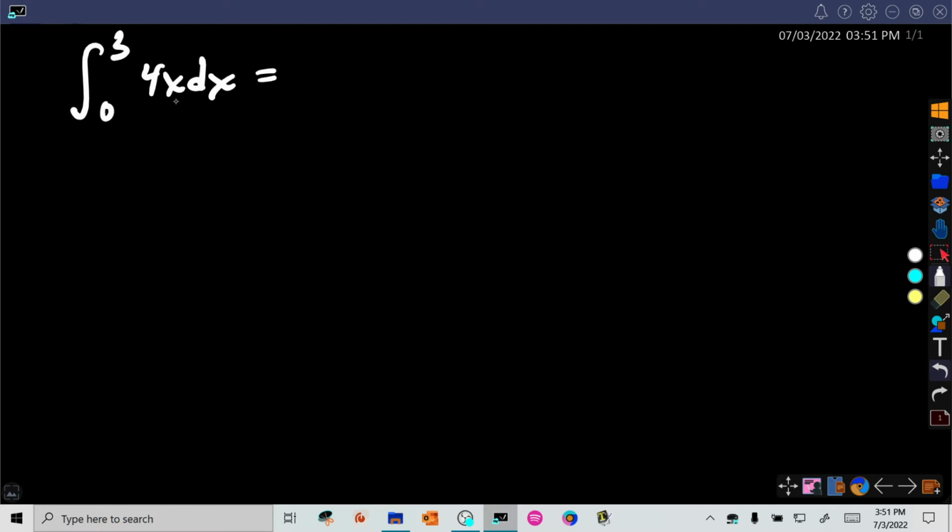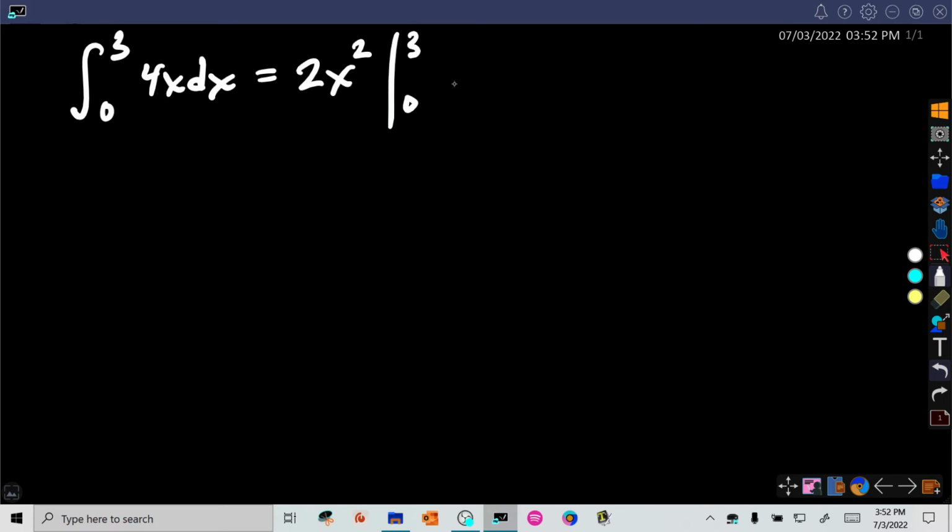So I'm going to do the integral first, okay? So I'm going to raise the x to the second power, and then I'm going to divide by 2. So 4 over 2 is actually going to be 2x squared. And again, remember, because I'm doing a definite integral with bounds, I don't have to worry about the c. So I'm just going to do this between 0 and 3.